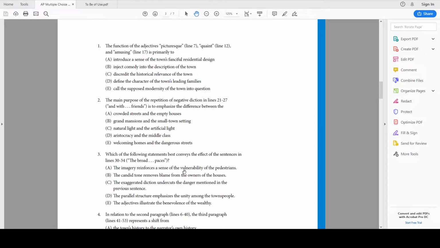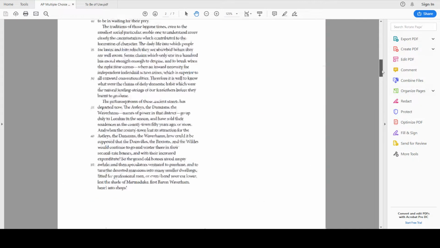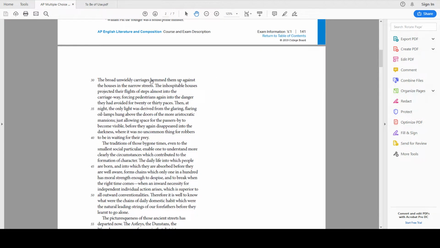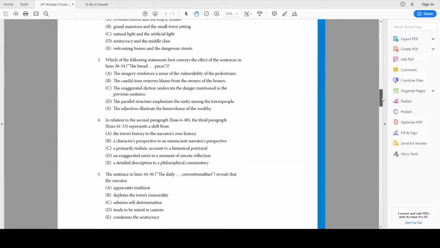Okay? So, the effect of the sentences. The imagery reinforces a sense of the vulnerability of the pedestrians. Well, that sounds good. They're being forced. Let's take a look at the word choice. Hemmed up, inhospitable houses, forcing pedestrians into danger. That's pretty straight up. Let's check the other ones, but A is looking pretty good.